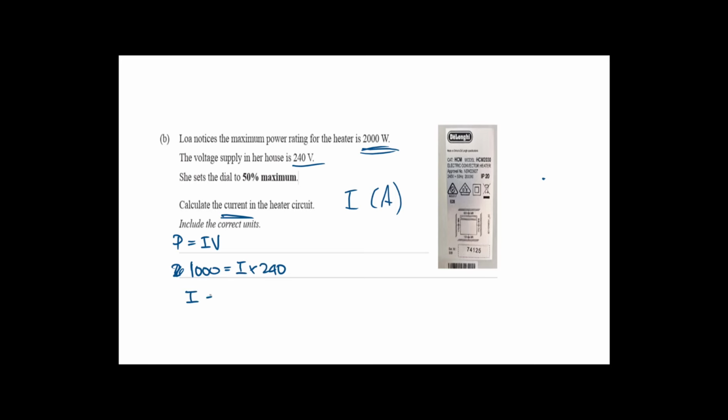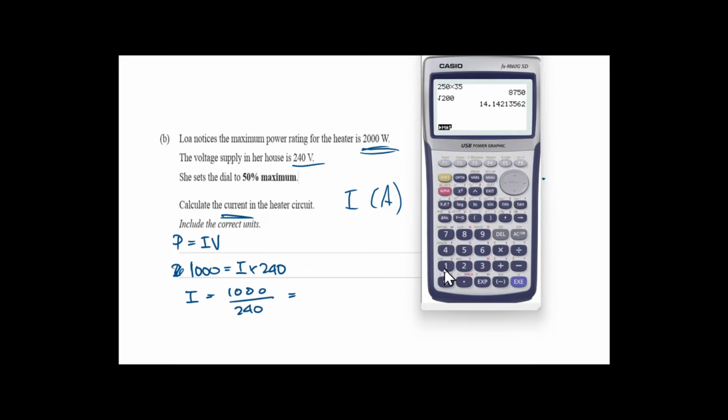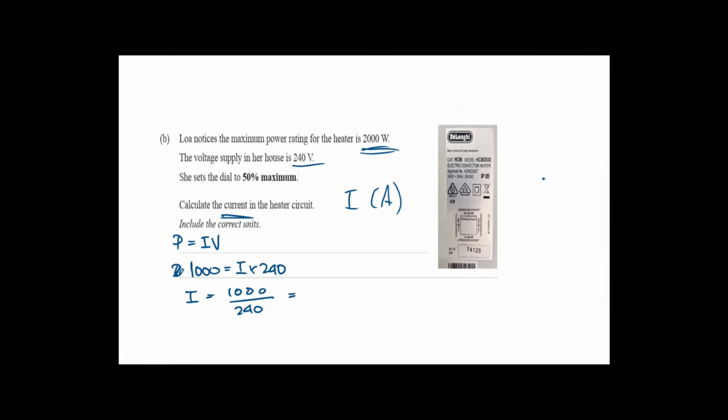So the current is going to be 1000 divided by 240, which is going to be some number. It's going to be a little bit more than 4. So 1000 divided by 240 is 4.1666666, so 4.2 amps. That's current. But again, it's an alternating current, but we'll say that that's the average amount of current that's going through there.